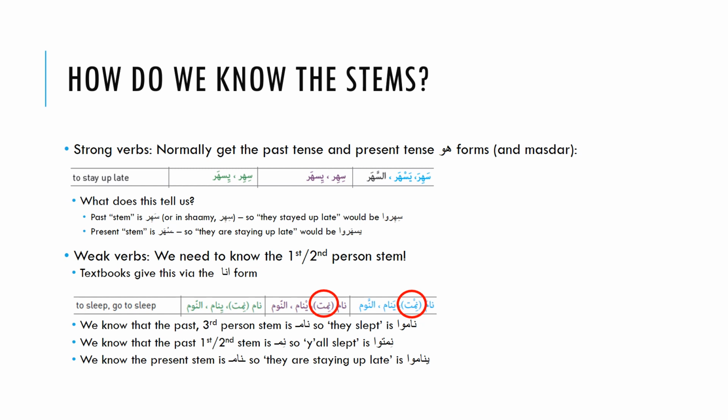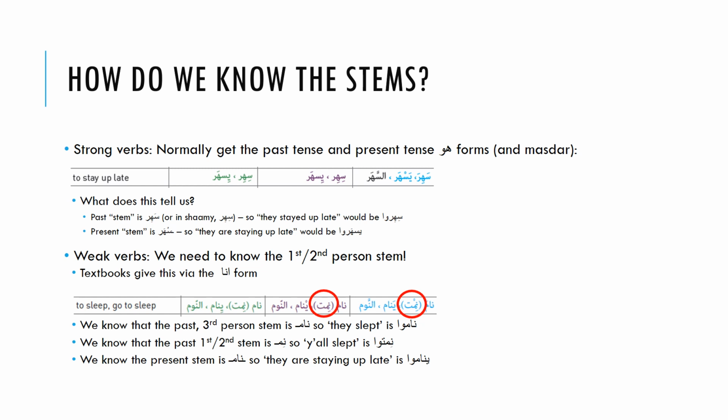But that means we can extend that to say you all slept is nimtu, like you're asking somebody when they woke up in the morning, nimtu imnih, right? We can extrapolate very quickly and just add our suffixes on. We know that the present tense is nam, so they are staying up late is yanamu. Note that nam is a really weird verb, and I'm not really talking about it in today's lesson, but this is kind of a weirdly unusual verb.